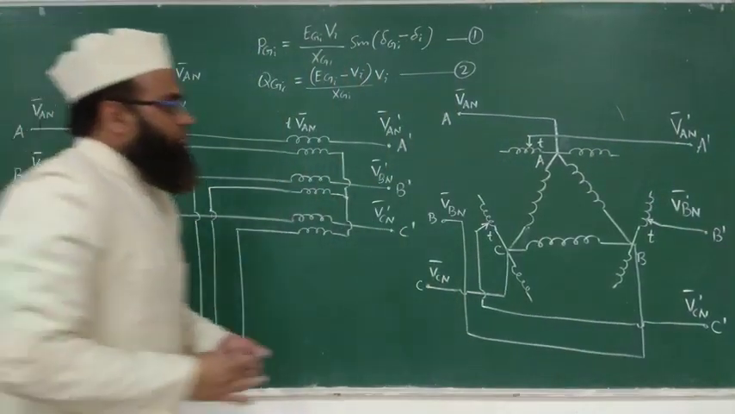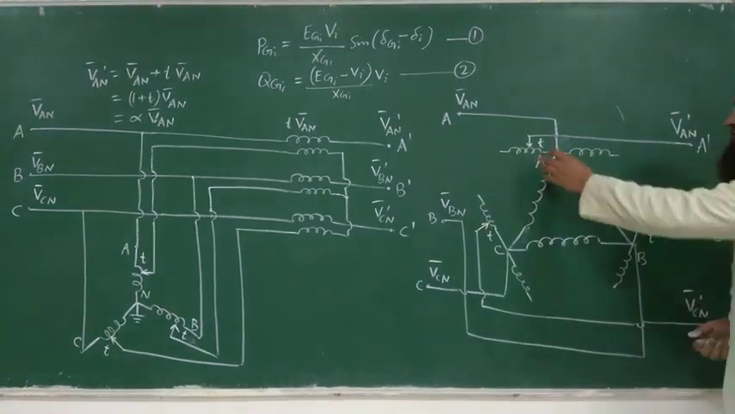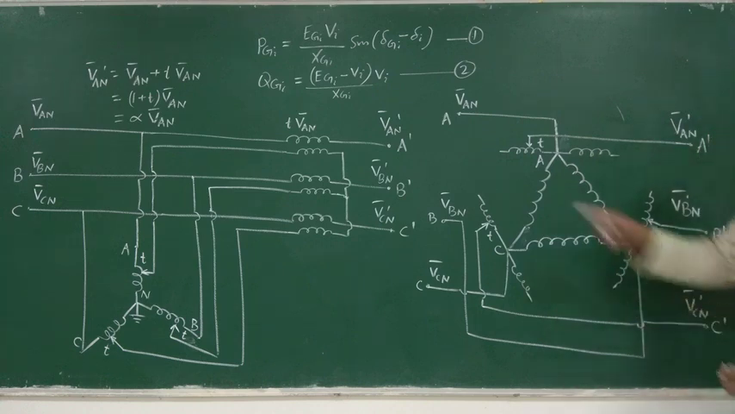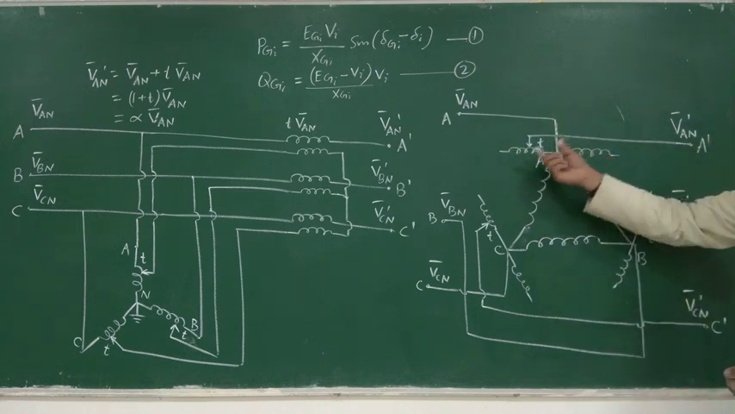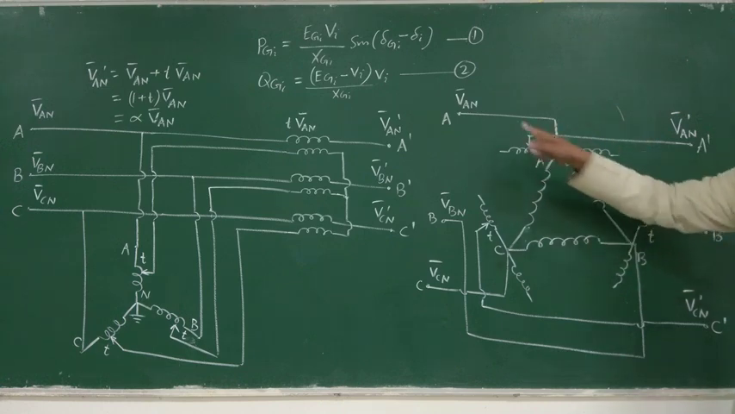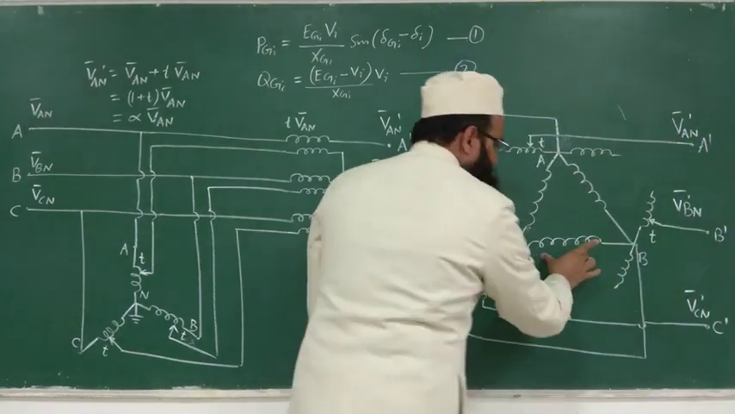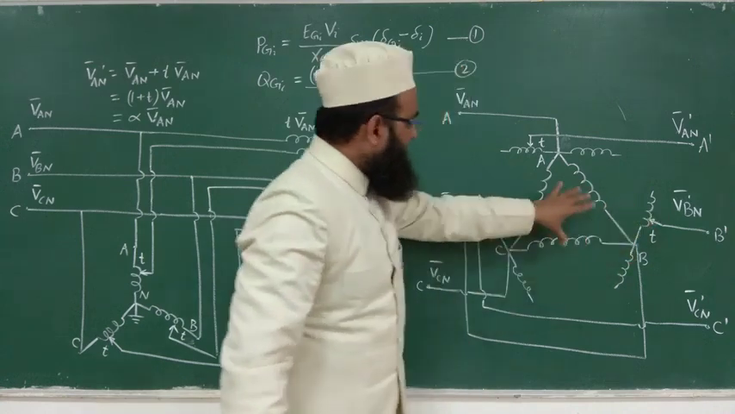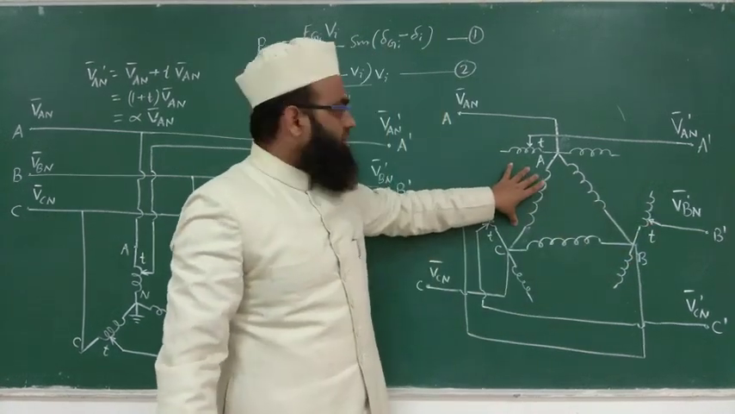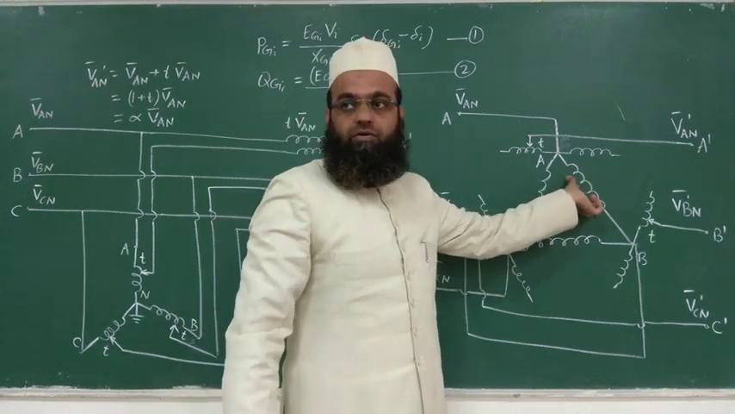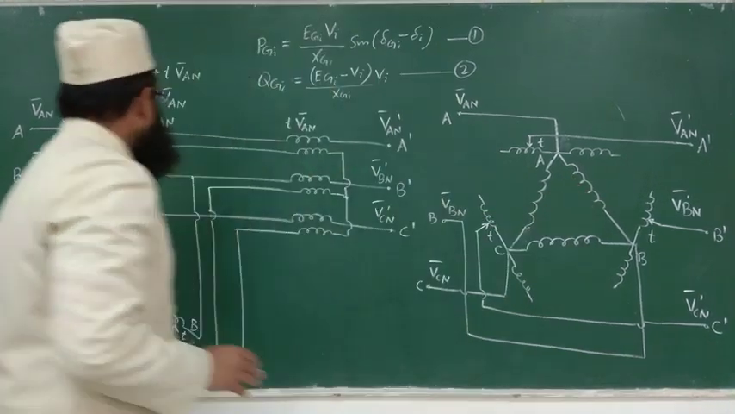This time we are adding some extra drop in phase A. Whatever potential is here, we are adding this, but this drop is not in phase with this. This is parallel to this. So this is in phase with this, this one is in phase with this, and this one is in phase with this. Is not it? Okay, we can draw a phasor diagram for this.